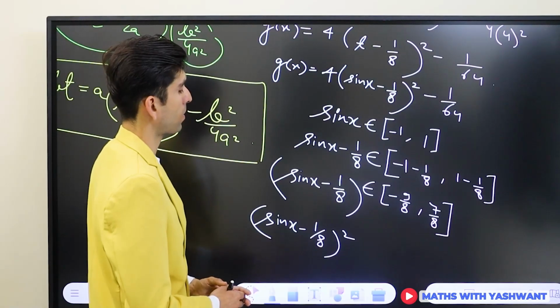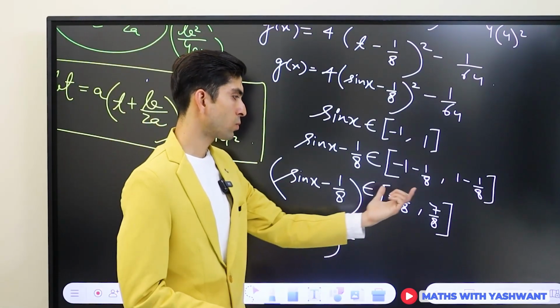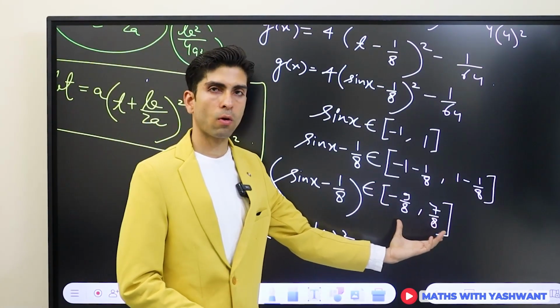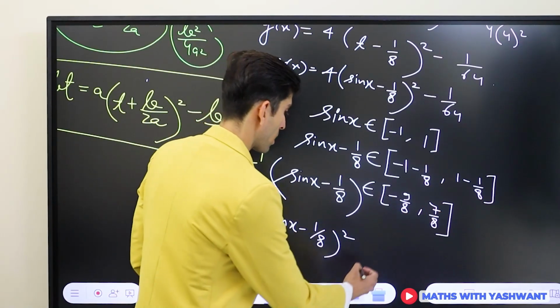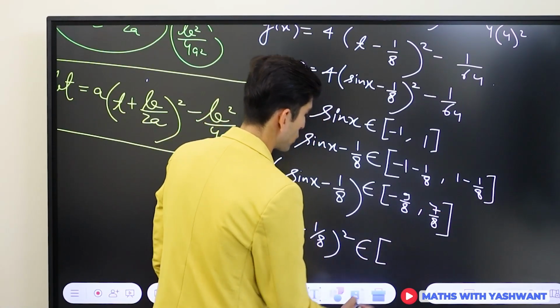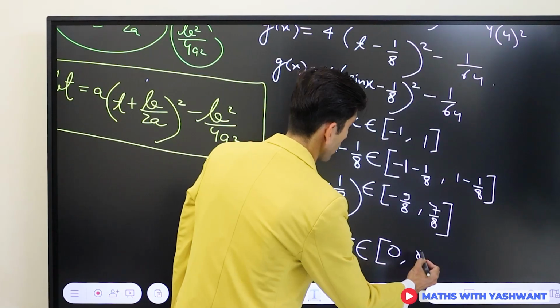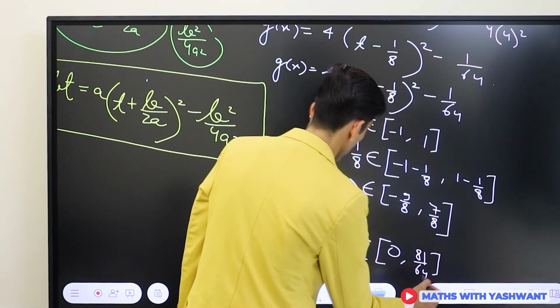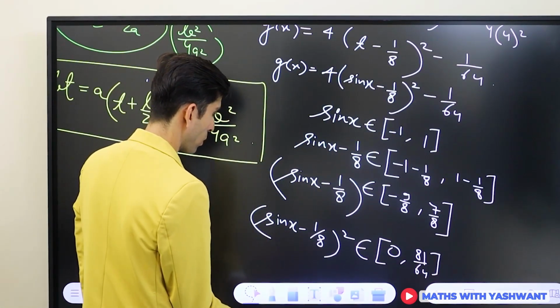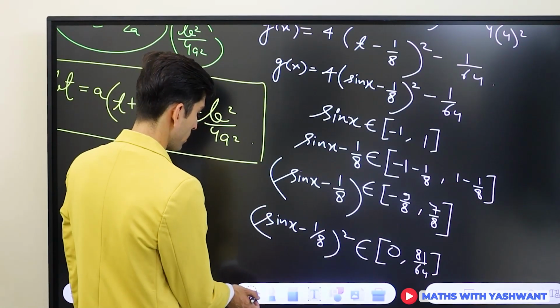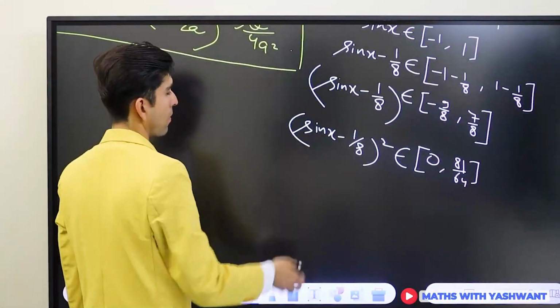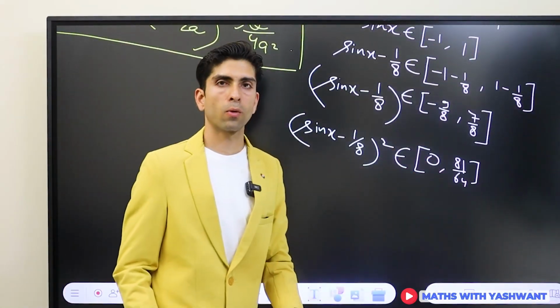So sin x minus 1 by 8, we are squaring. When we are squaring, that means we are squaring all the elements present in the range of the above functional expression. So when you square, the new range will be 0 to 81 upon 64. And there is a logic why I'm directly writing 0 to 81 by 64.